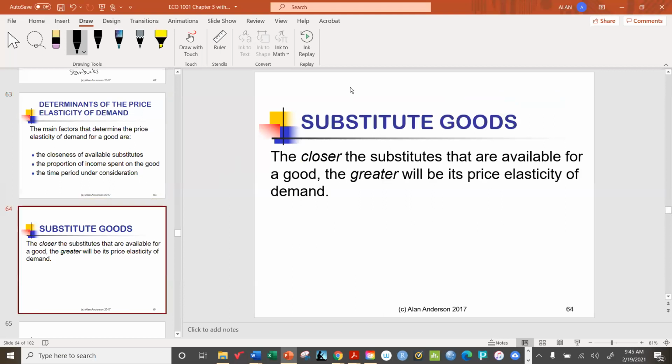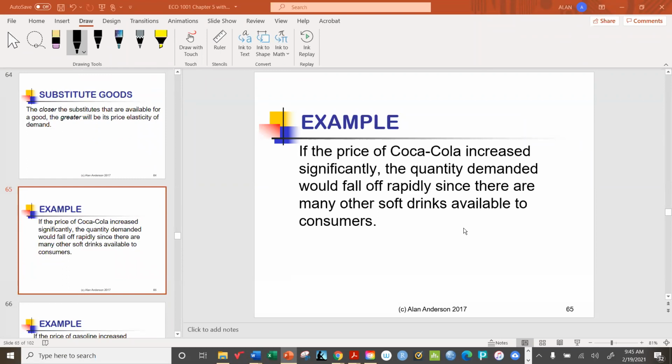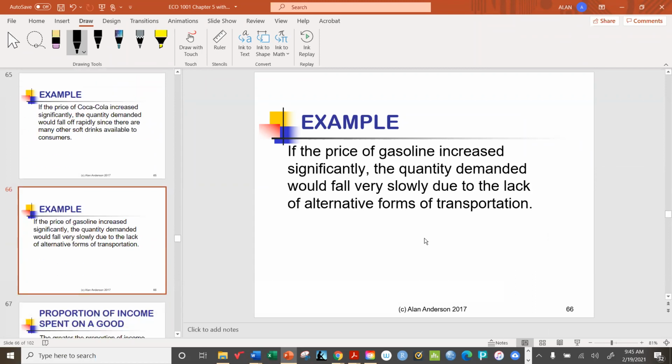The substitute goods: the closer the substitutes are, the greater will be the price elasticity of demand. So for example, if Coke suddenly becomes more expensive, people will switch to Pepsi or other sodas. Therefore, the elasticity is very high because of the very wide availability of very good substitutes. Gas, though, no. What else is there? In the short run, at least, you're going to have to just keep buying the gas because you have to get where you're going. In the long run, you might change your habits, but not in the short run.